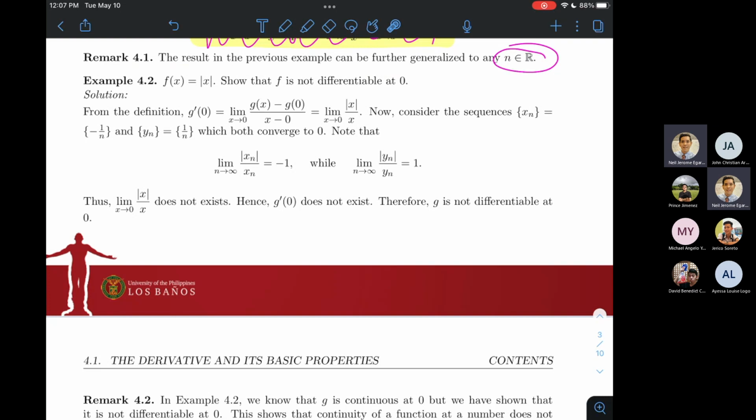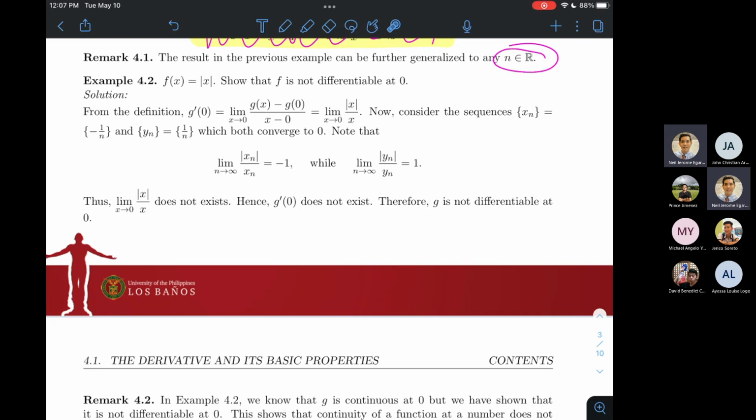And actually, siguro I will allow you to use yung mga derivative formulas, basic derivative formulas that you already know, unless I will specifically tell you to prove them. Okay, so yun yung deal natin dito sa derivatives.